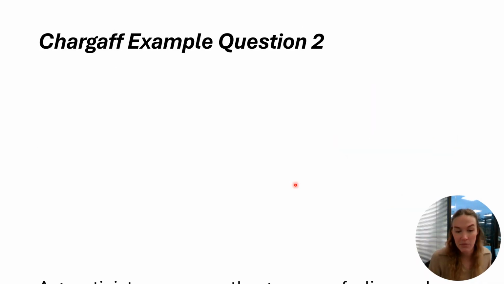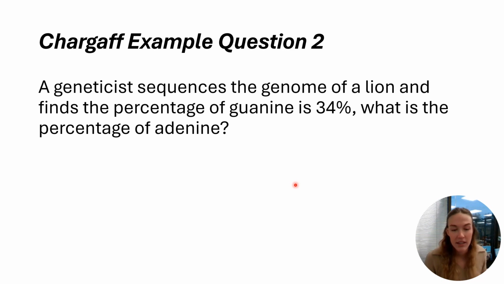Now, sometimes you're going to get slightly more tricky questions. This is not too difficult, but it's a little bit harder. So a geneticist sequences the genome of a lion and finds the percent of guanine is 34%. What's the percentage of adenine? This is a little bit trickier because guanine and adenine don't necessarily equal each other in a DNA strand, and that's going to be the case here. So how do you do it?